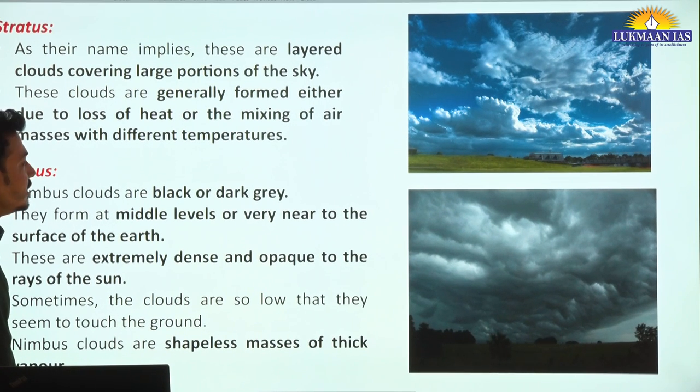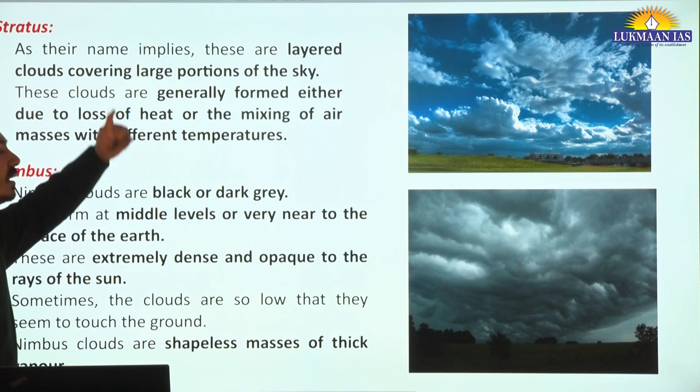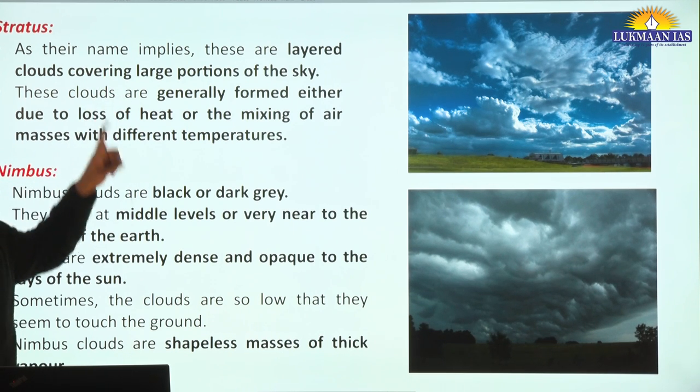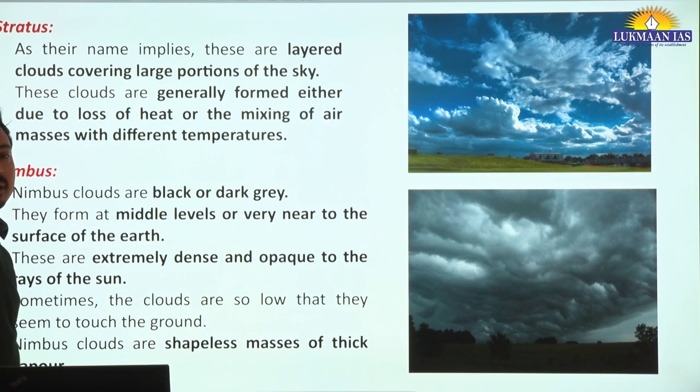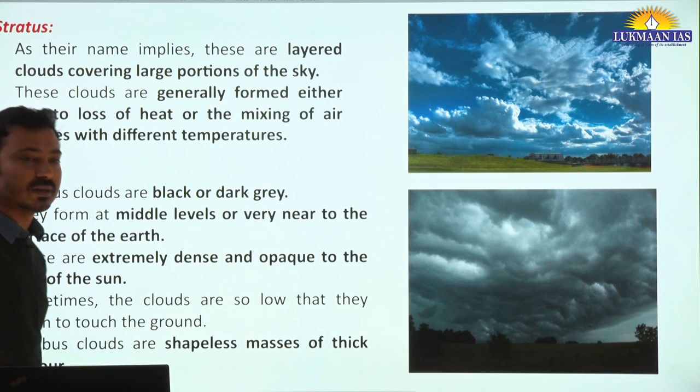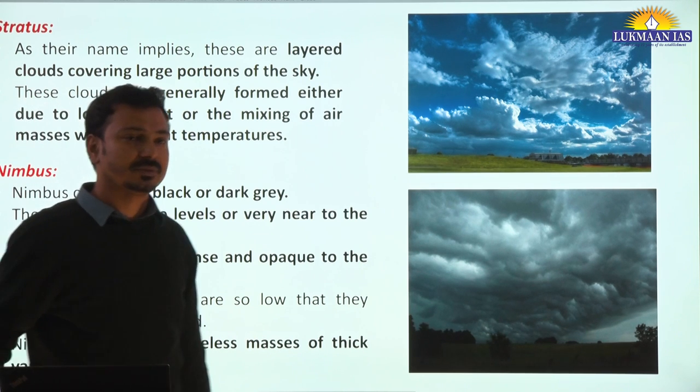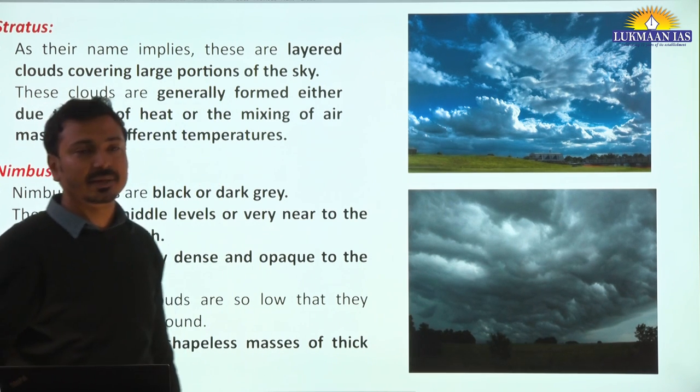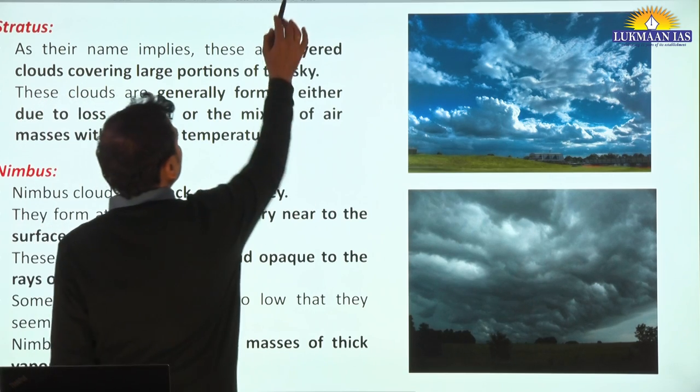Now, when the nimbus clouds extend vertically to very high distances or altitudes, they are called cumulonimbus clouds, and generally thunderstorms are associated with cumulonimbus clouds. Thunderstorm and lightning, ठीक है.